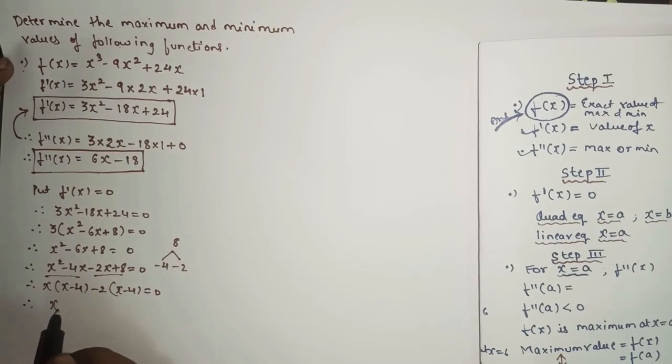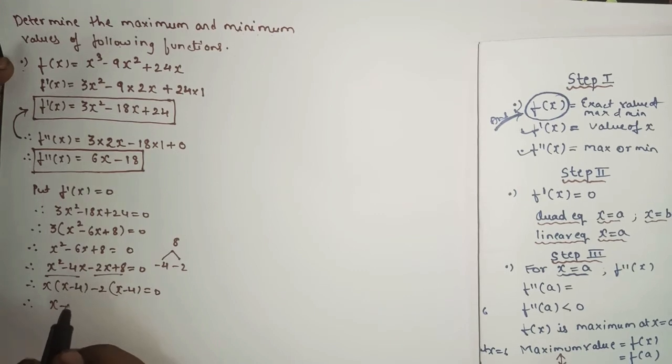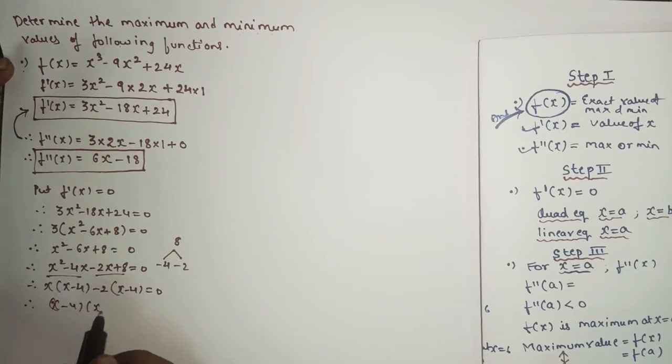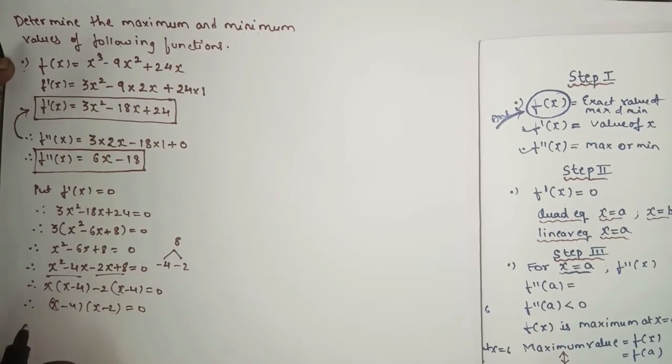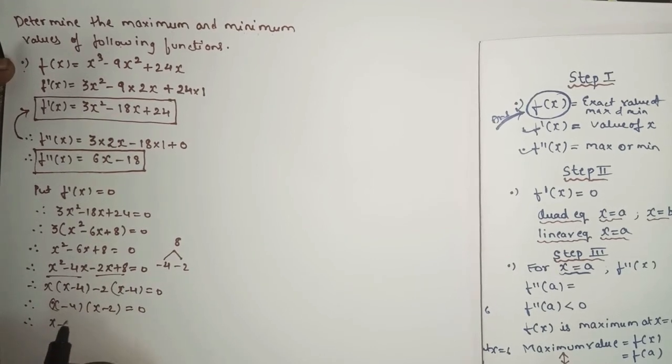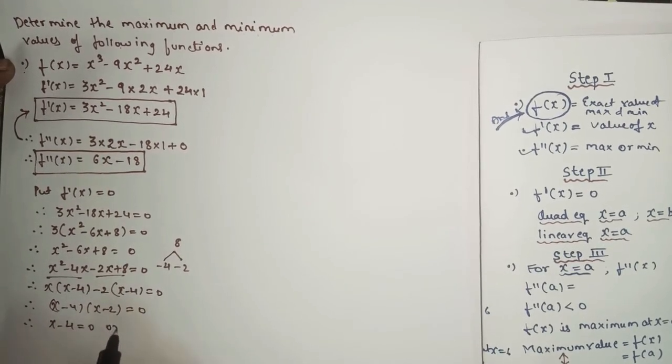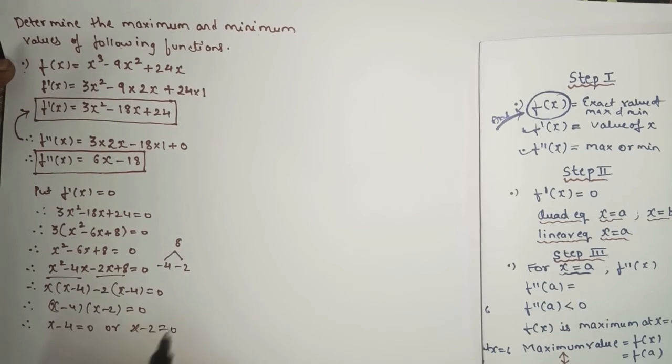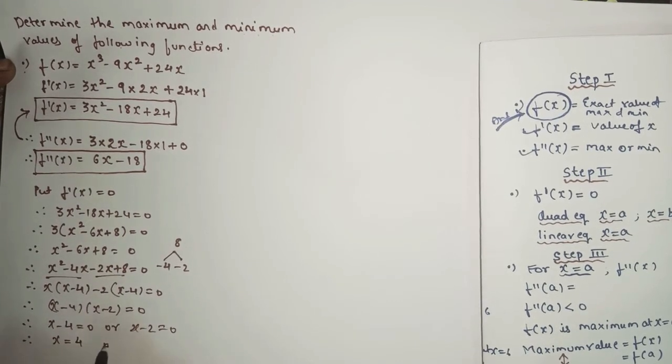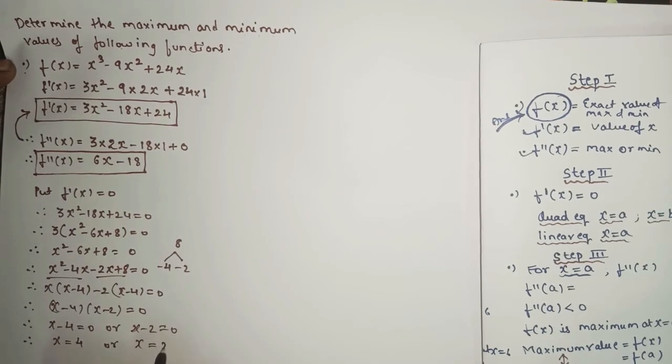So here the one answer will be what, x minus 4, and the second answer will be what, x minus 2 equal to 0. So therefore x minus 4 equals to 0 or x minus 2 equals to 0. So therefore the first answer of x will be what, x equals to 4, and the second answer will be what, x equals to 2.